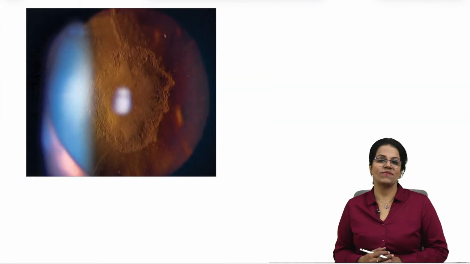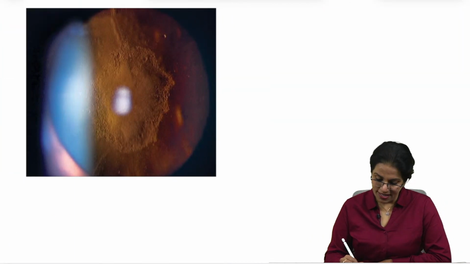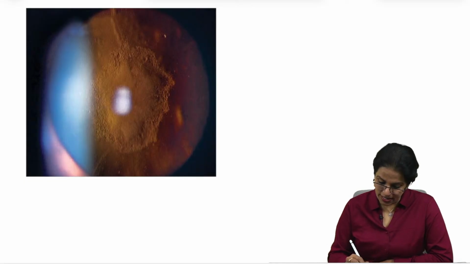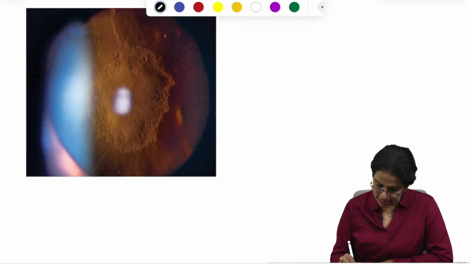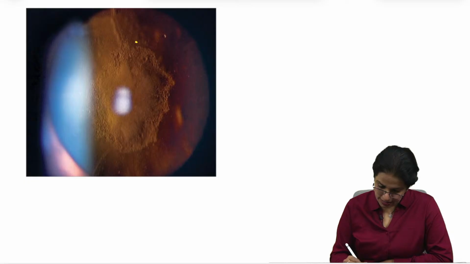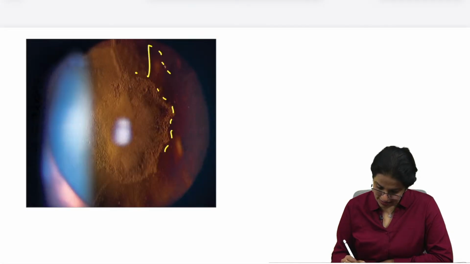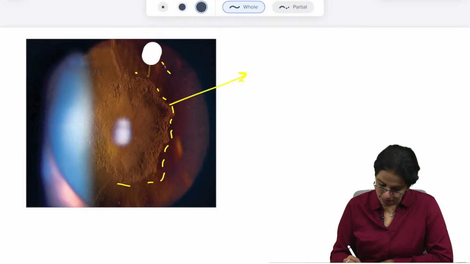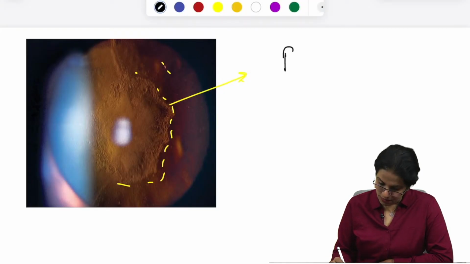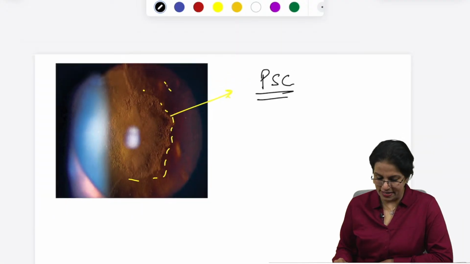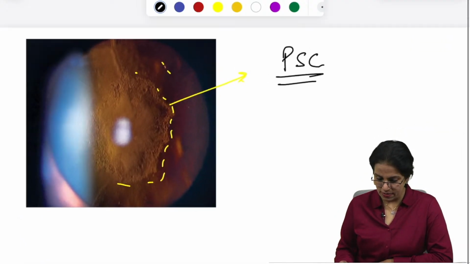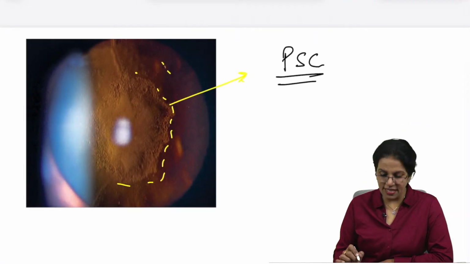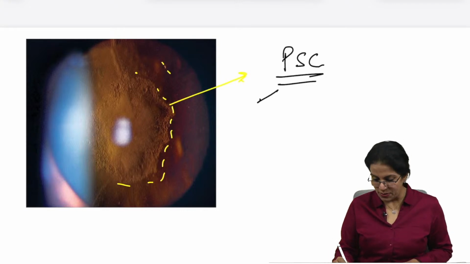What is this? Of course, this is a slide. What type of cataract can you see here? Can you see this? If I outline this, what type of cataract is this? See, this is your PSC. So, this is your posterior subcapsular cataract. What is the other name of posterior subcapsular cataract? First question: it is called cupuliform cataract.